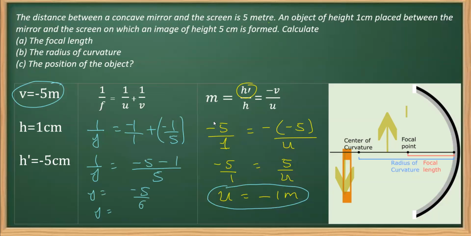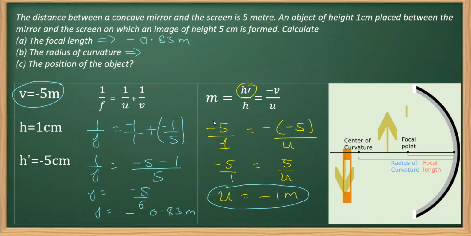That should be the focal length. On calculating this, dividing the value, you'll get minus 0.83, and that should be in meters. So we got the size of the focal length. That is the first part. We had to get the focal length, and we got the focal length as minus 0.83 meter.